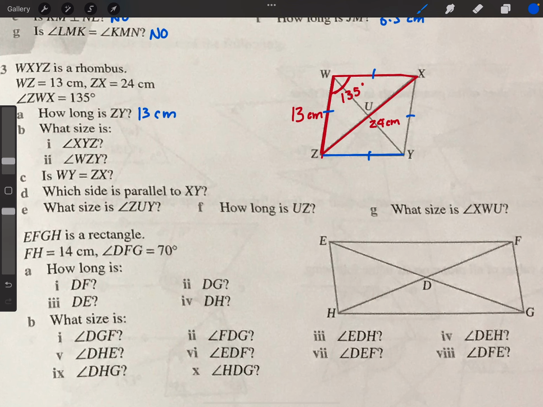What size is angle XYZ? We start from X, we go to Y, we go to Z. So what's this angle here? Alright, we know that the opposite angles are going to be equal. So if that's 135, this opposite angle must also be 135.